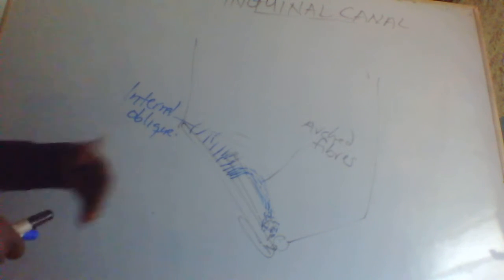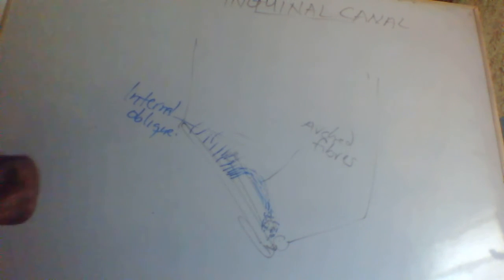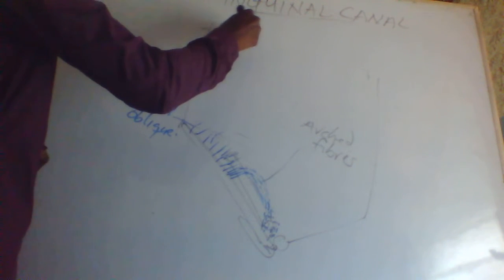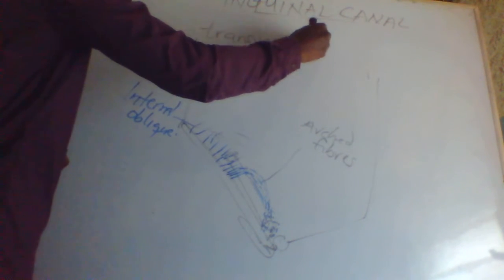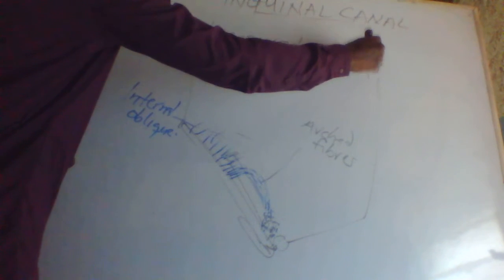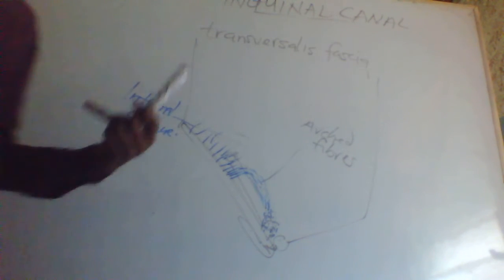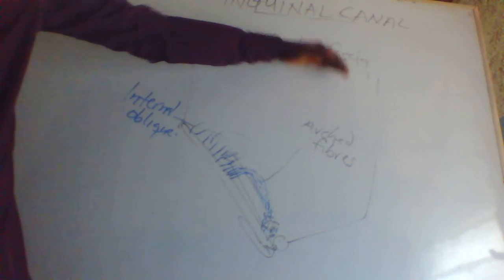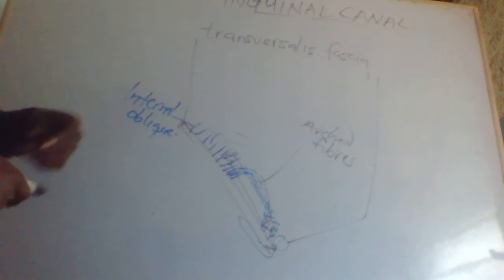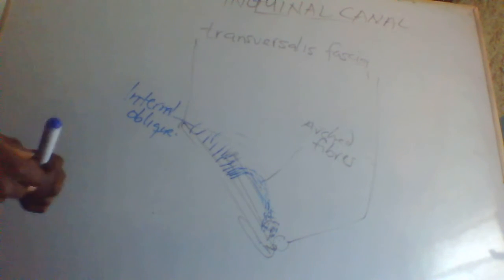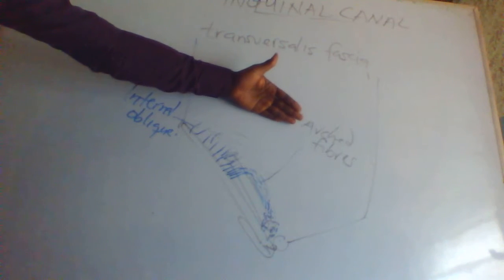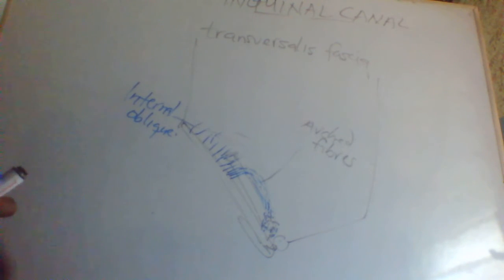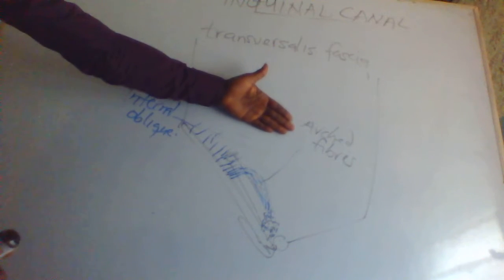Now, the next layer will be the transversalis fascia. When we were doing the transverse section of the abdominal wall, we mentioned the transversalis fascia. This is the layer before the peritoneum. So transversalis fascia will cover the posterior region of the inguinal canal.